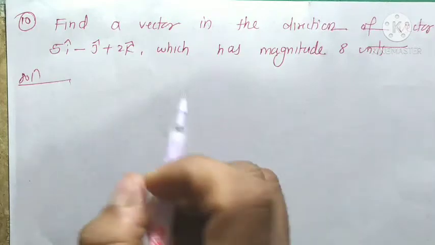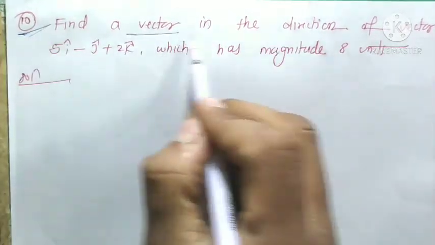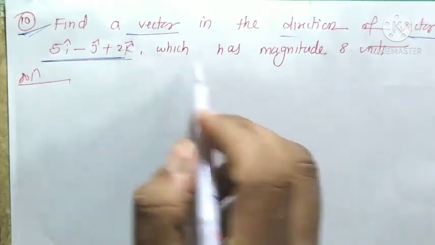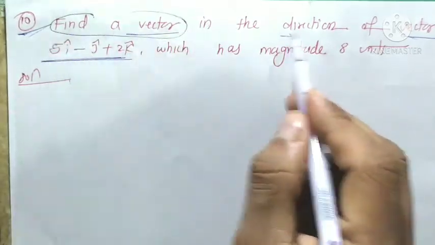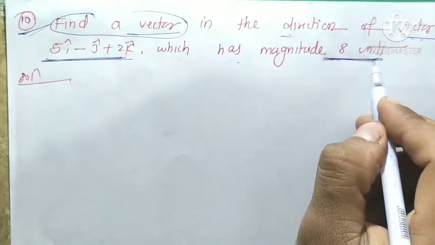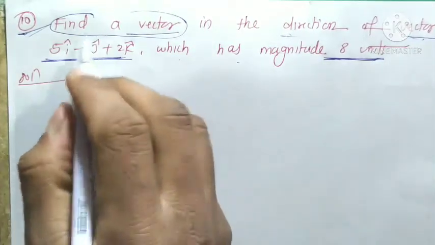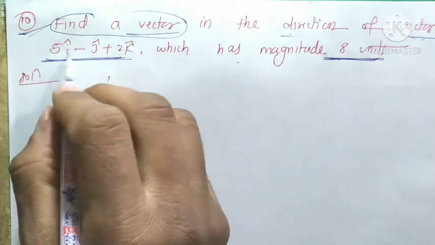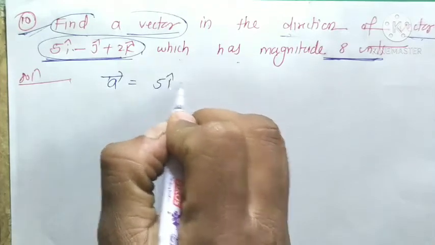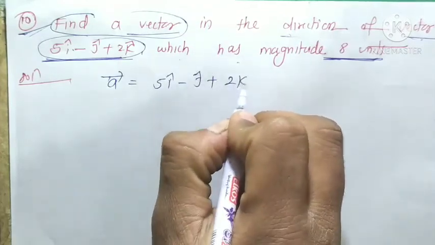Our next question is here, question number 10. Find a vector in the direction of a given vector. This is the vector. So we have to find a vector in the direction of this vector which has magnitude 8 units. So firstly we give it the name vector a, 5i minus j plus 2k.